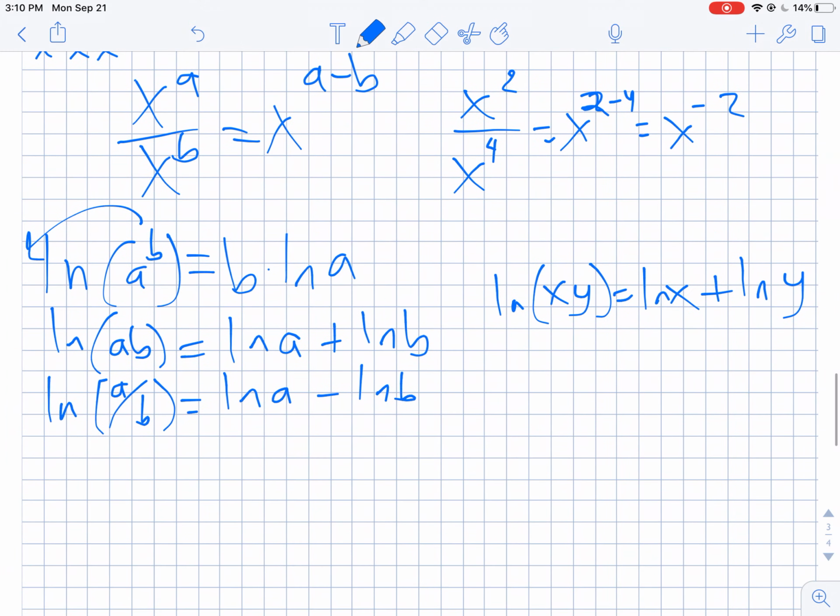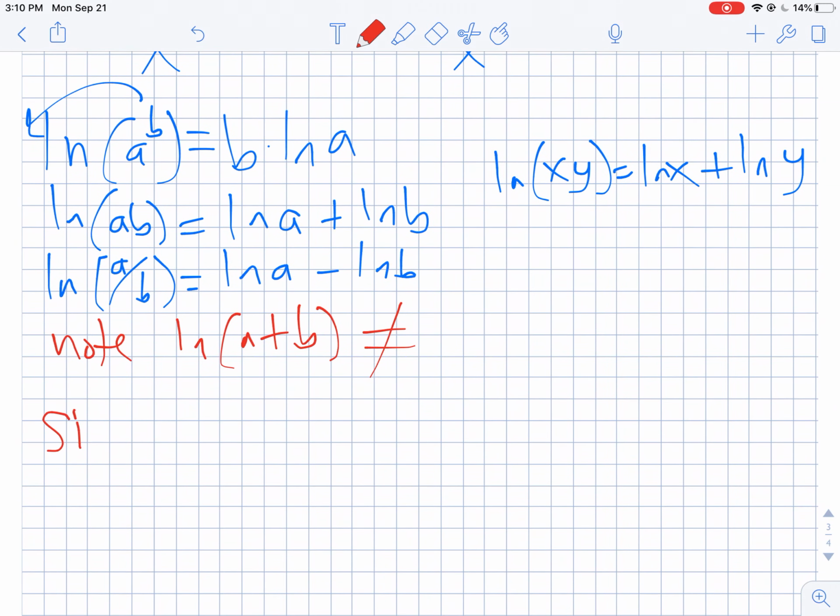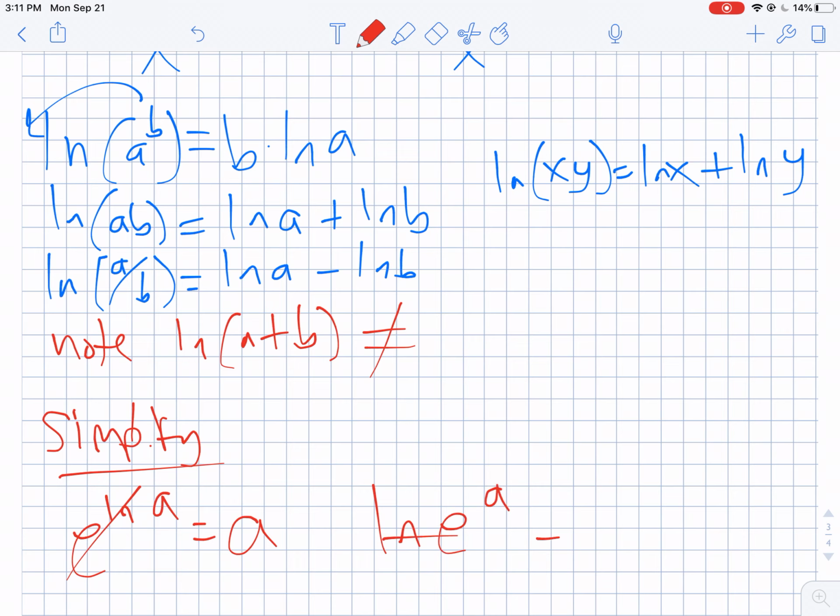And I wanted to also note, if you have the natural log of a plus b, there's no formula for that. If you have an addition or subtraction in your log, there's no simplification on that at all. Okay, and just a couple other simplifying tricks. These are going to help us solve equations. If you have e to the natural log of a, the e and ln cancel. They're inverses, you get a. If you have the natural log of e to the a, those cancel, you just get a. So ln and e cancel each other out.